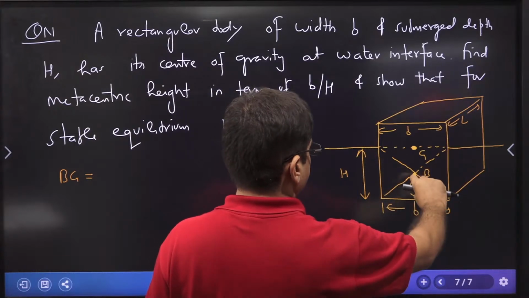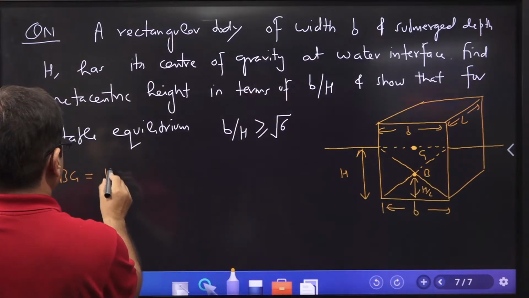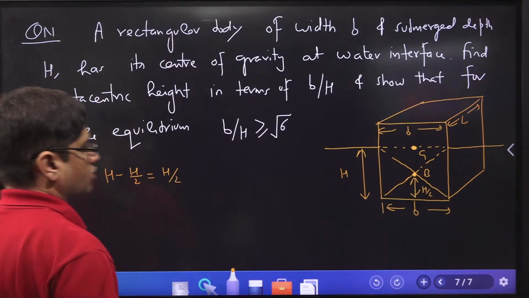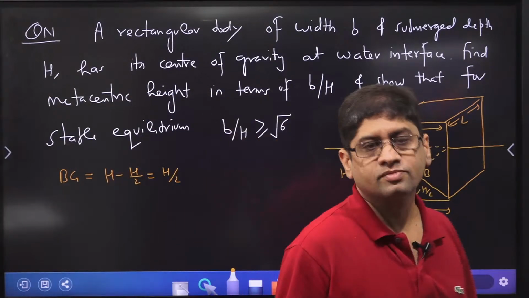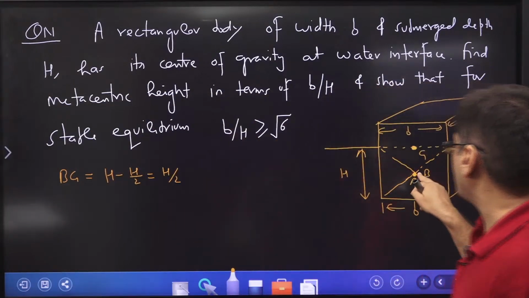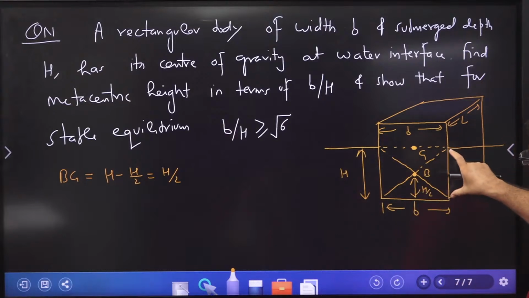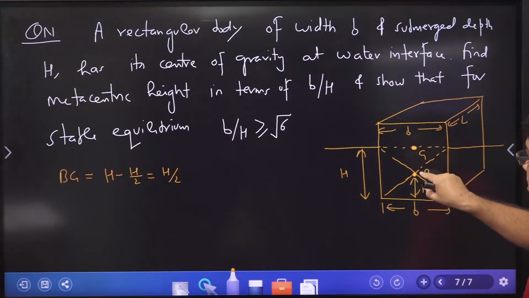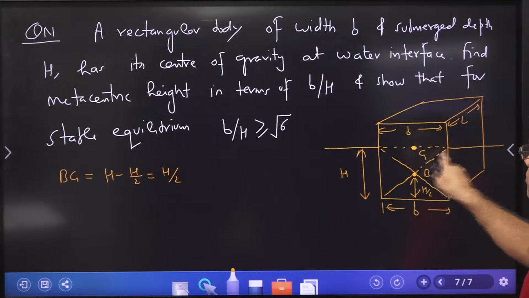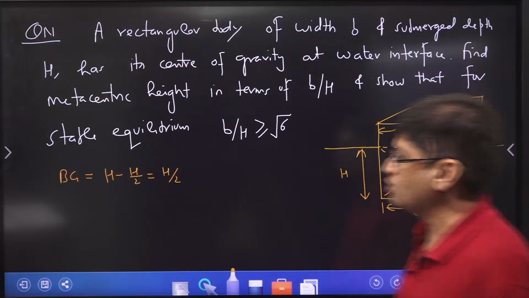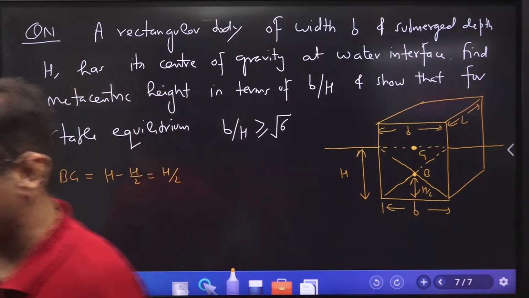This total is h. This is h by 2. So h minus h by 2 is h by 2. Just check whether everybody understood or not. We know that the center of buoyancy is the centroid of the submerged part. ये h दे रखा है तो यहां से नीचे से बॉटम से B तक का डिस्टेंस होगा h by 2, and G is given at the interface. So B to G distance, I know, is this distance.